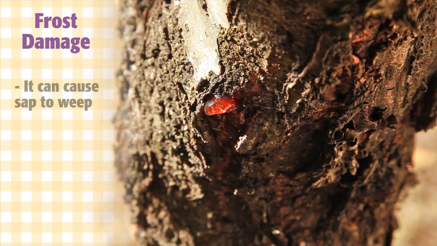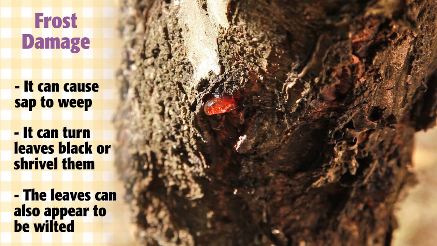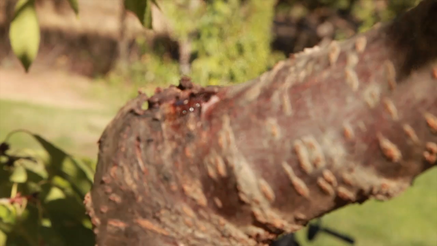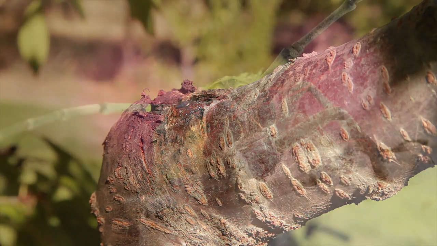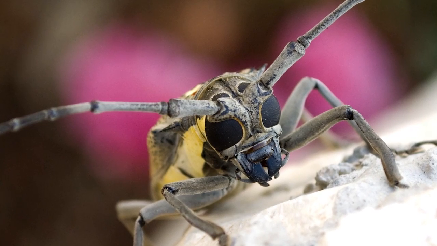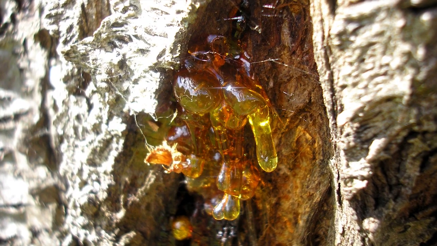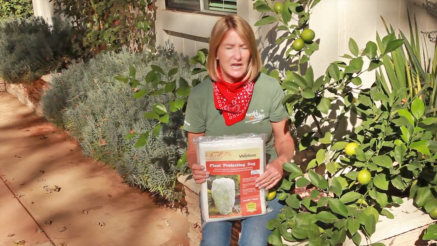Frost damage can cause sap to weep. It can turn leaves black and shrivel them, or they can look wilted. Seeing your tree weep sap can be alarming. Sometimes it signals the presence of borers, but in the case of stone fruits, it can simply be a response to a physical injury, some freeze damage, or sun scald. The best course of action to prevent freeze damage is to protect vulnerable plants like citrus with a frost blanket.